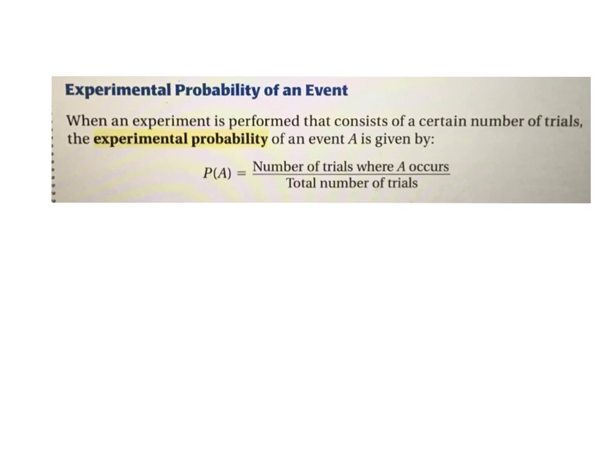Okay, experimental. When an experiment is performed that consists of a certain number of trials, the experimental probability is given by the number of trials where A occurs over the total number of trials. So it's going to look the same, but it's actually based on something that's taken place. Not just theory, an actual experiment that has happened. So one more slide here.